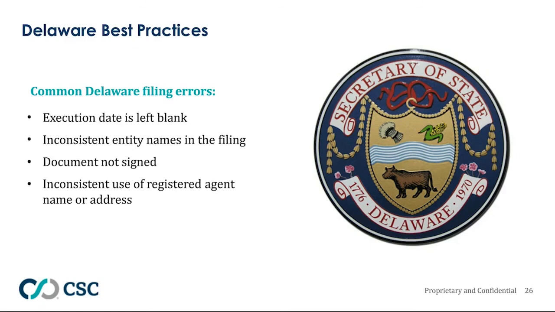And now we're just going to touch base on the most common errors in documents that are submitted to Delaware for filing. The execution date is left blank, a very simple thing. The officer will sign the document and just forget to date it. An inconsistency in the name of the entity. You might have in the header the name one way, and then in Article 1st, the name a slightly different way. The document's not signed, that's also a problem. Or an inconsistent use of the registered agent's name or address. For example, you might have an old address for your registered agent listed.